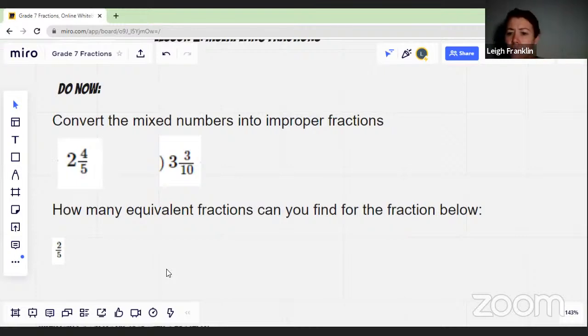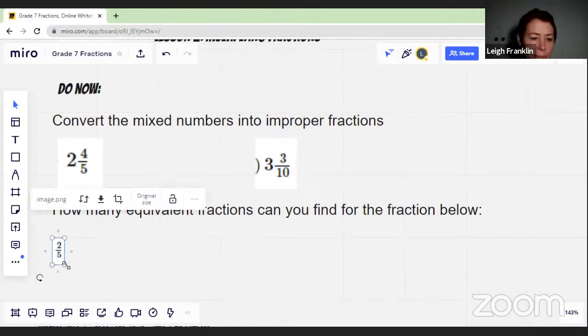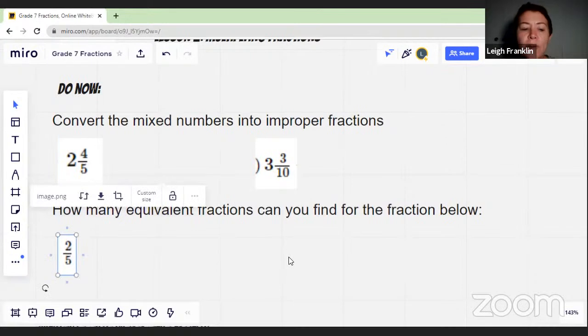Ma'am, what exactly do you do in the second question? It's exactly the same as the first one. All I want you to do is make it into an improper fraction. Do you remember how to do that from the last time that we were together? No, ma'am, not that one. The second one. You mean this one over here? Okay. So with this one over here, an equivalent fraction.